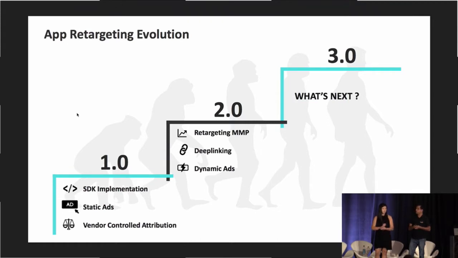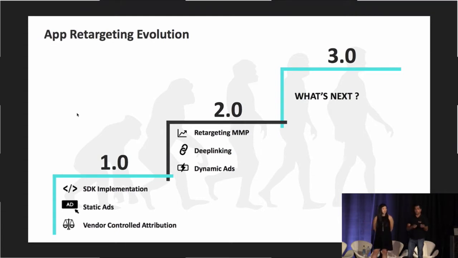App retargeting 2.0 is when most of the MMPs like AppsFlyer, Adjust, Tune figured out the attribution for retargeting campaigns versus install campaigns. Deep linking became quite commonplace. Most of the platforms started supporting deep linking, and dynamic ads have become fairly common now. If you are an e-commerce platform, or a travel platform, and you're not using dynamic ads for retargeting, then you're losing a lot of value out of app retargeting.